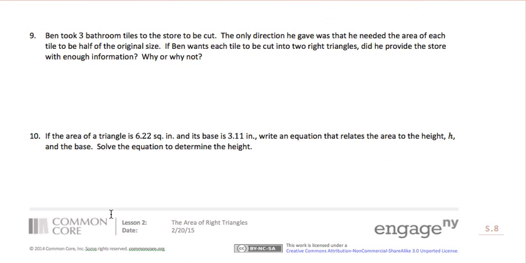Next, Ben took 3 bathroom tiles to the store to be cut. The only direction he gave was that he needed the area of each tile to be half of the original size. If Ben wants each tile to be cut into 2 right triangles, did he provide the store with enough information?